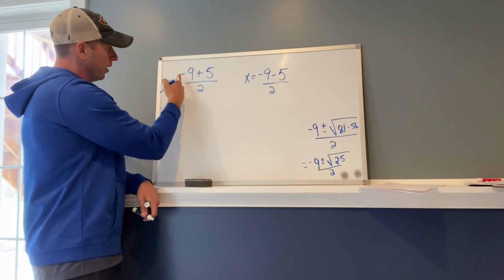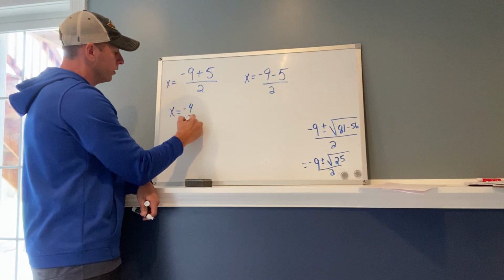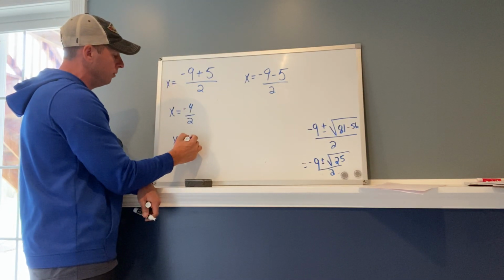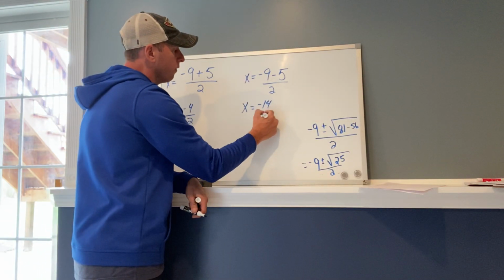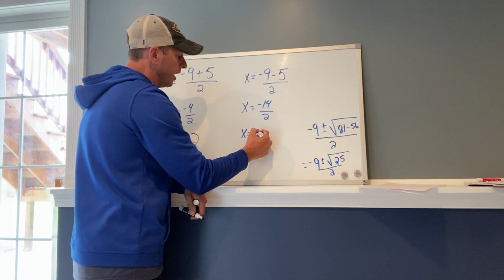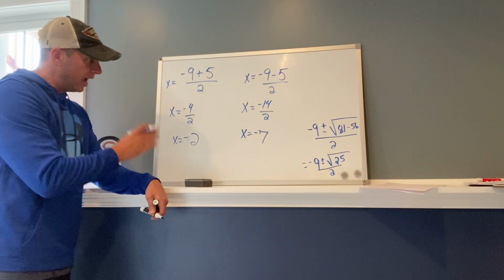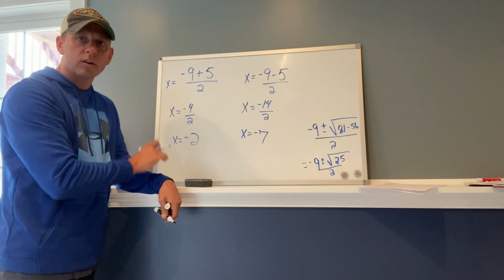So over here, we're going to get negative 4 over 2, which is equal to negative 2. Over here, we're going to get negative 14 over 2, which is equal to negative 7. Negative 2 and negative 7 are our two solutions.